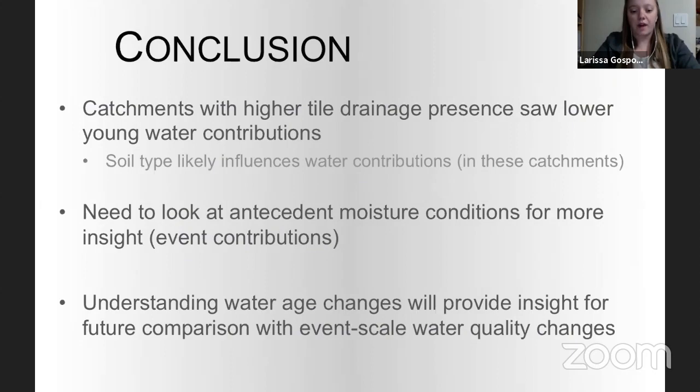So in conclusion, we found that catchments in our study with higher tile drainage presence saw lower young water contributions, and we suspect that soil type might have influenced this contribution. So next, we're going to look at moisture conditions and base flow levels before the event to see if that gives us insight into whether that might have some control on the dominant contribution during events, because that could be really important. Understanding contributions and changing contributions of water age may provide insight into event scale water quality changes. So if we see these things change together, this could have implications in the future for nutrient management, and this is something that we'll also consider in the future.